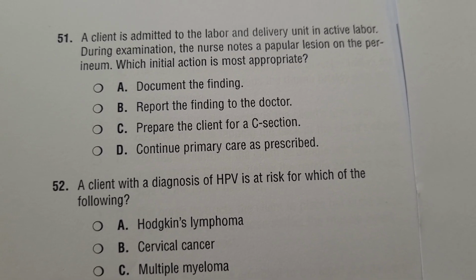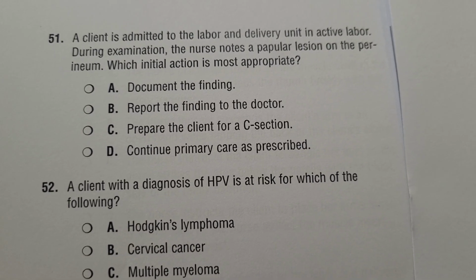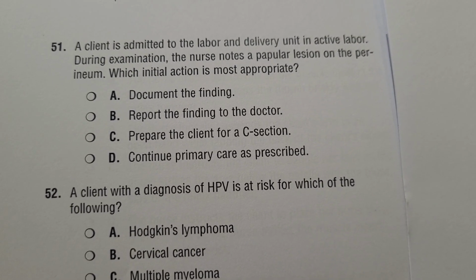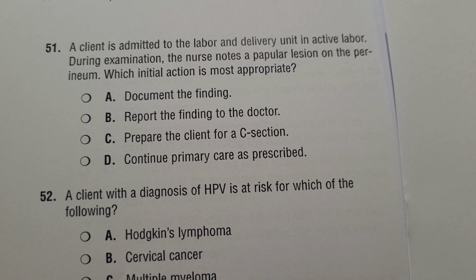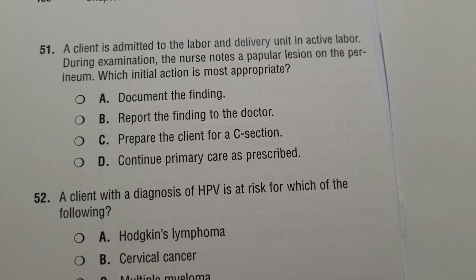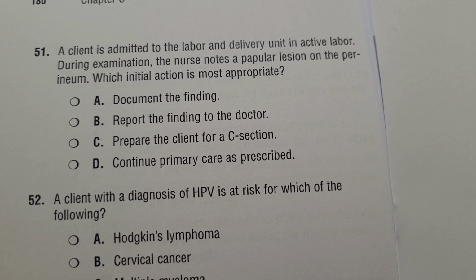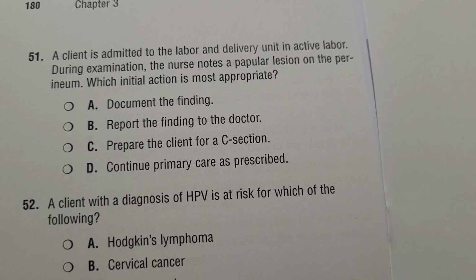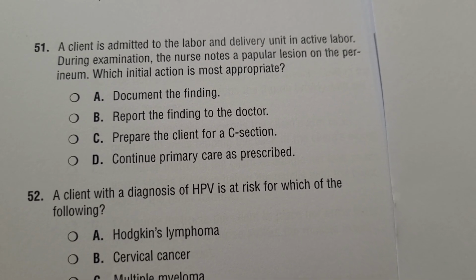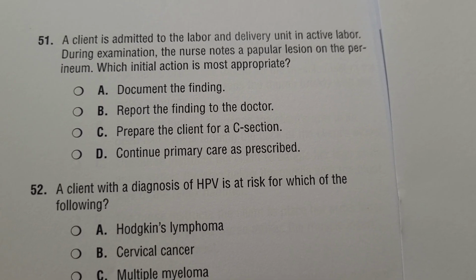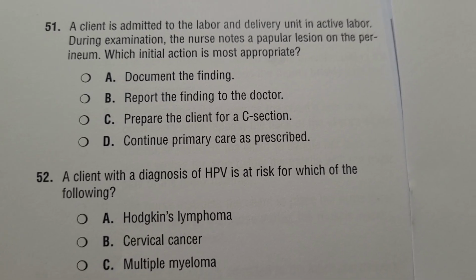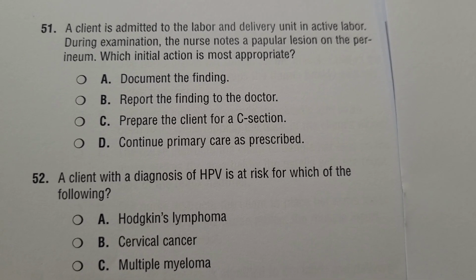So the patient came into labor and delivery. The patient is in active labor. During examination, when the nurse is examining the patient, the nurse notes the patient has a papular lesion on the perineum. So what is the initial action of the nurse? Our strategy point here is the initial action, the priority action, which one the nurse should take.